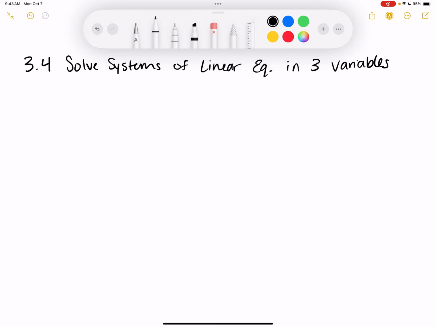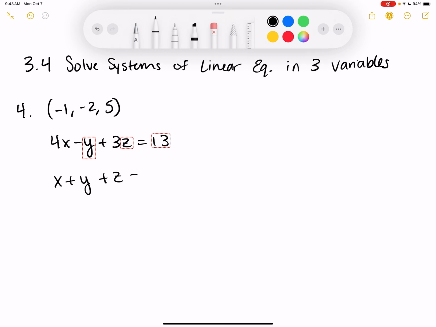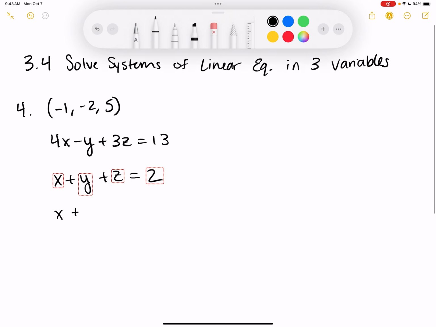Tell whether the given ordered triple is a solution of the system. So number 4, they give us the ordered triple -1, -2, 5, and then we have 4x minus y plus 3z equals 13, x plus y plus z equals 2, and x plus 3y minus 2z equals -17.